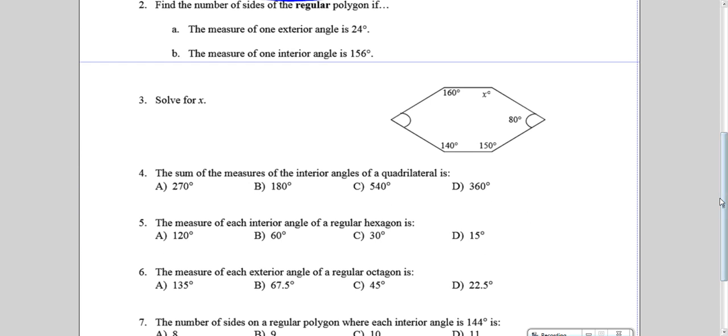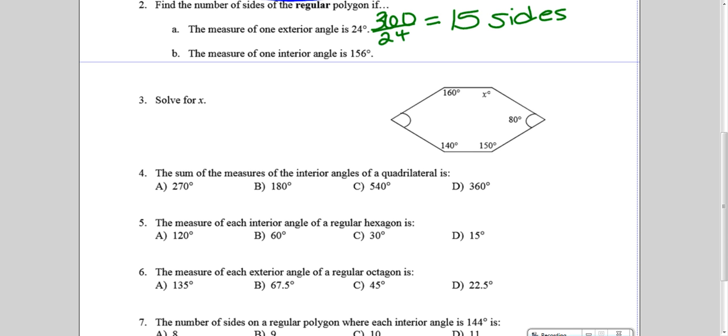Number two, find the number of sides of a regular polygon if the measure of one exterior angle is 24 degrees. Well, to get the exterior angle, we had to do 360 divided by the number of sides. If we wanted to get the number of sides, just do 360 divided by the angle. So we get that we have 15 sides.